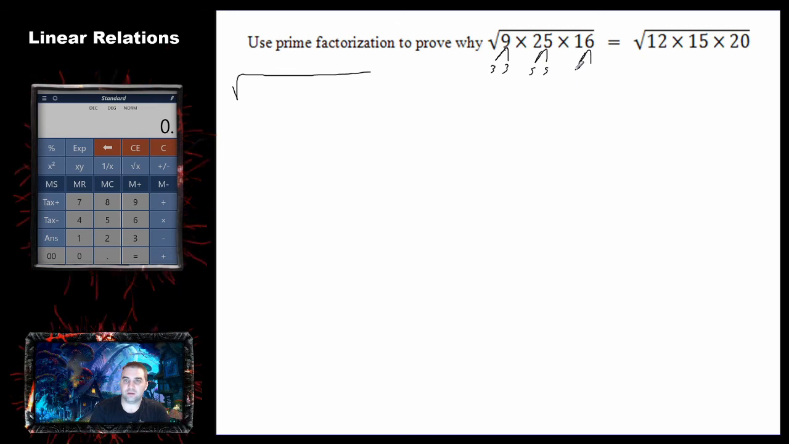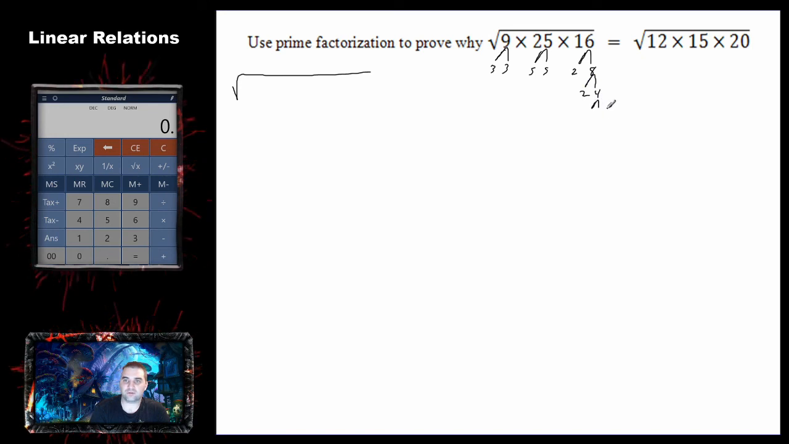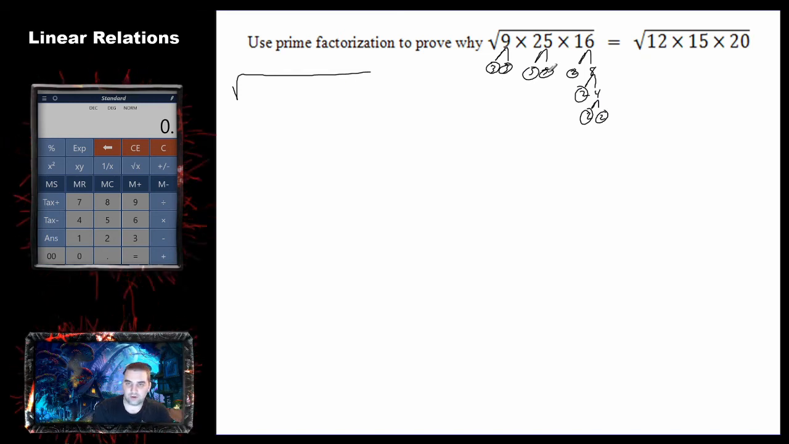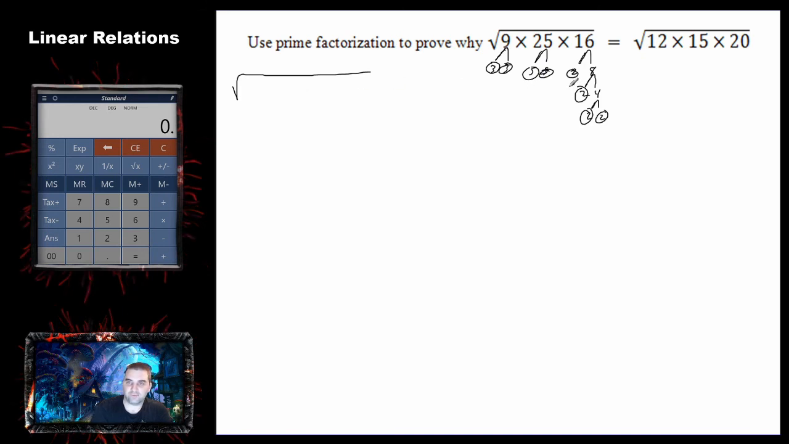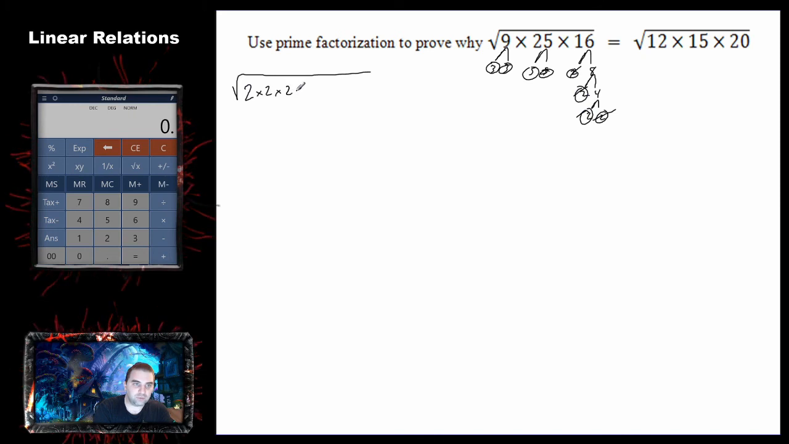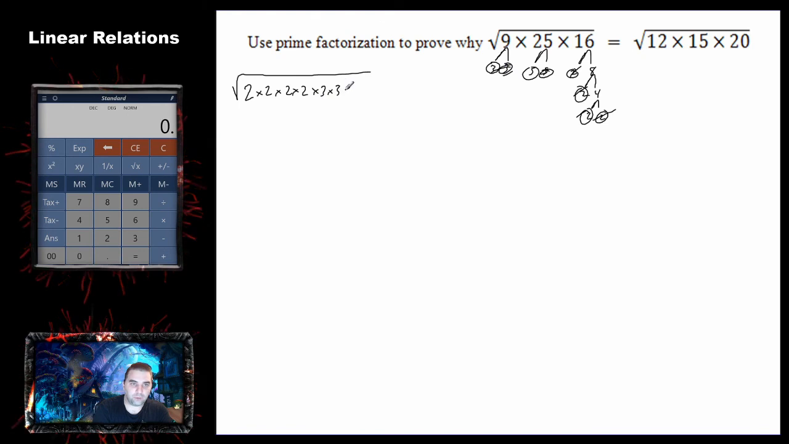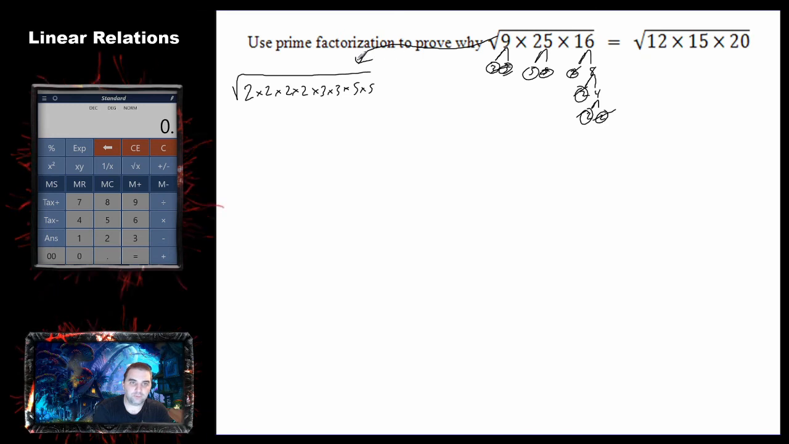16 is 2 times 8, which is 2 times 4, which is 2 times 2. So my pieces for the 9, 25, 16 are 2, 2, 2, 2. So I have 2 times 2 times 2 times 2 times 3, 3 times 5 times 5. So that's what this one turned into.